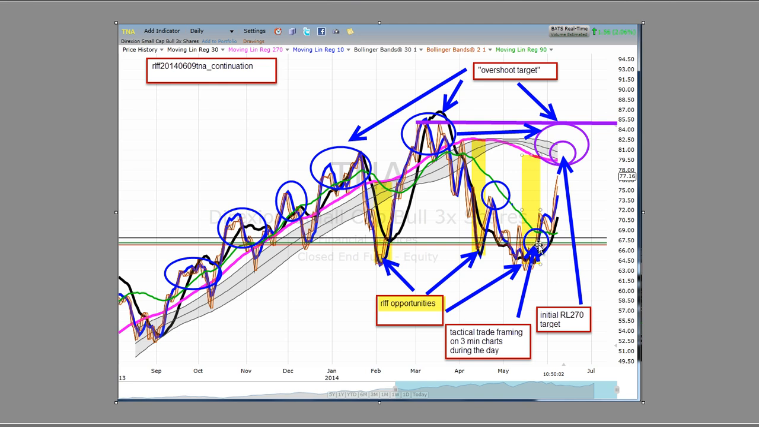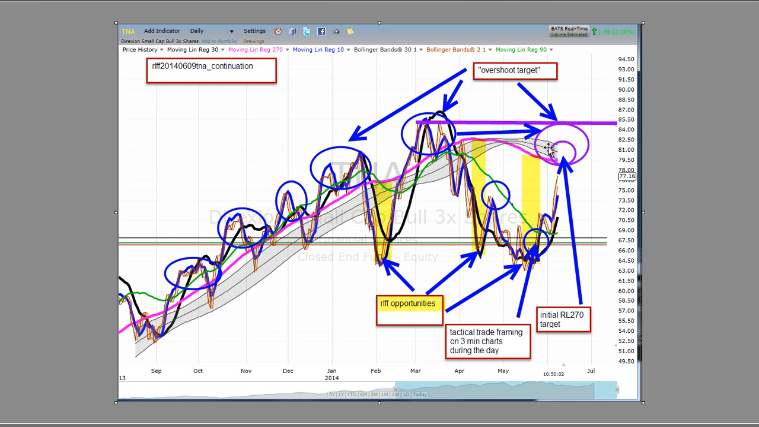So this initial intraday trade, swing trading one day at a time, if you will, allowed us to make some money early in this move and then fund the move that eventually takes it back to the 270. So that's what I mean by the tactical trade framing on 3-minute charts during the day. We actually use those same four regression lines, but on a much shorter time frame, and the interpretation is the same. So at the time of the swing trade, what we would say is that the initial 270 regression line target is in this pink circle here, where the pink line itself is the target.